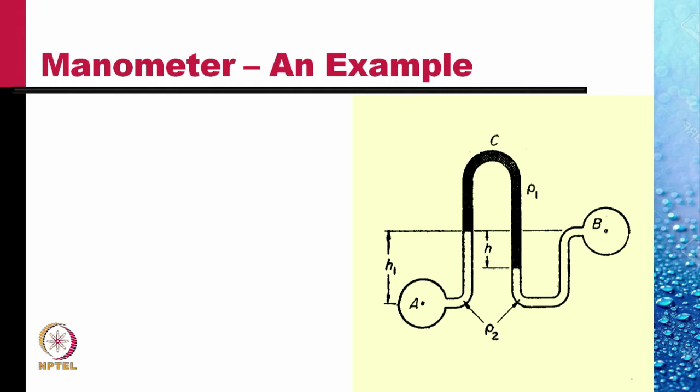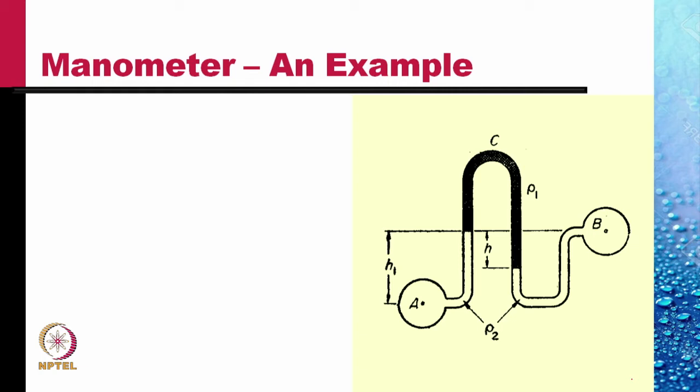Consider two bulbs A and B. The bulbs A and B are filled with a liquid of density rho 2. These bulbs are connected with an inverted U-tube. The black fluid has a density rho 1. The difference in the level of the fluids is H as shown.